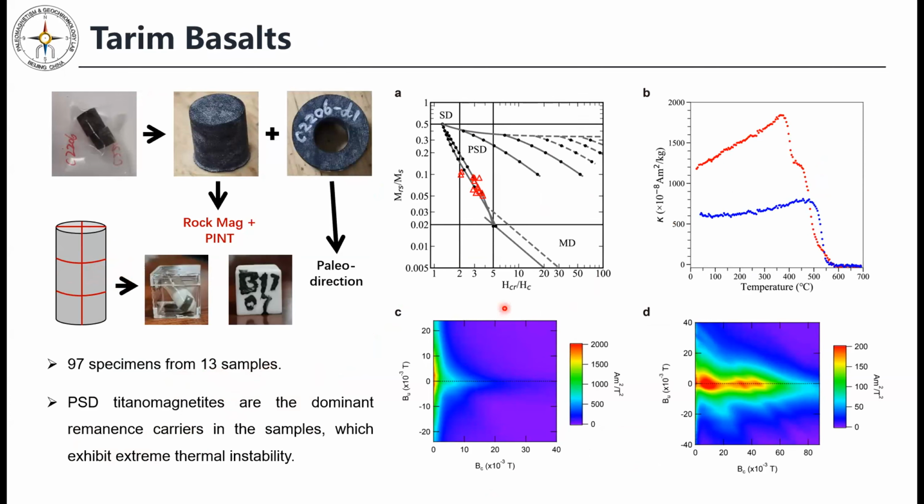Rock magnetic experiments on sister specimens show that PSD titanomagnetites are the dominant remanence carriers in the samples. Also, there is a large difference before and after heating. So the samples are very prone to thermal alteration, which is suitable for the aim of this study: to determine the controlling factors of the biased results.